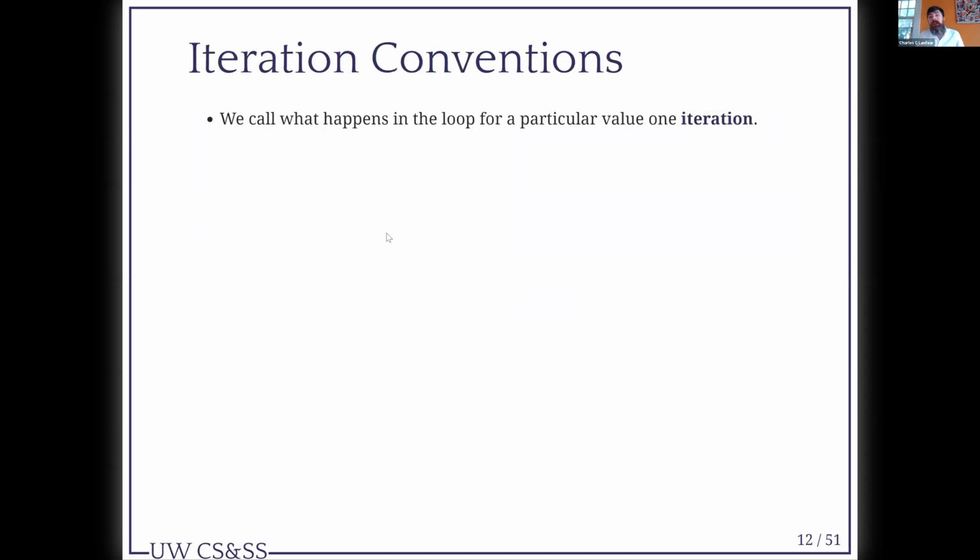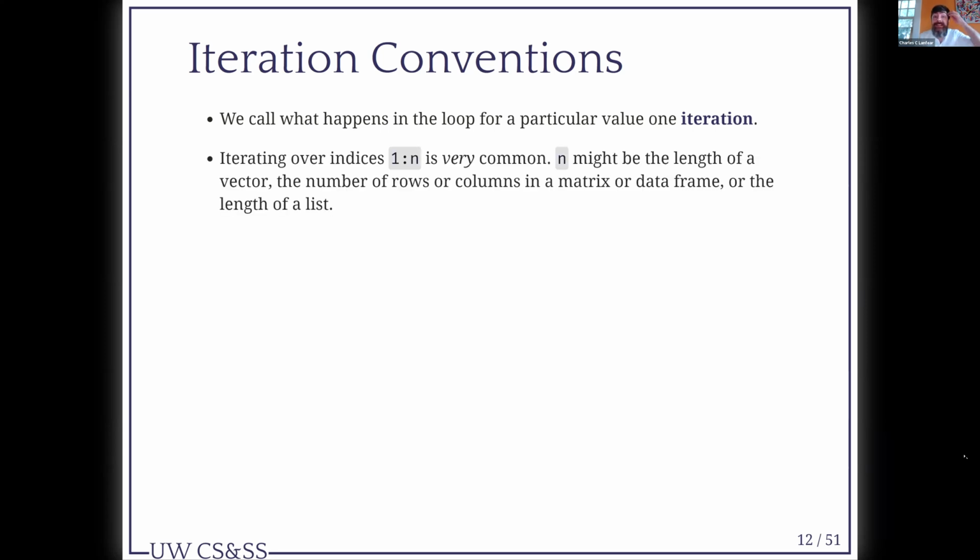So we call whatever happens inside the loop for one particular value an iteration. This is a term I have used throughout the term because it's baked into my brain forever. An iteration is just what happens inside that loop once for each value. Iterating over indices like 1 through n, that is 1:10, is really common. N might be the length of a vector, the number of rows or columns in a matrix or data frame, or the length of a list. These are all things we might iterate over.